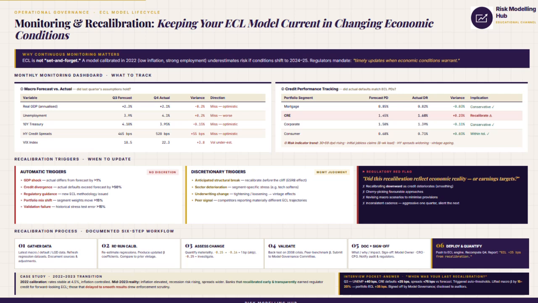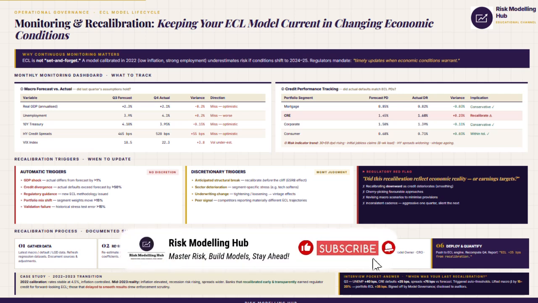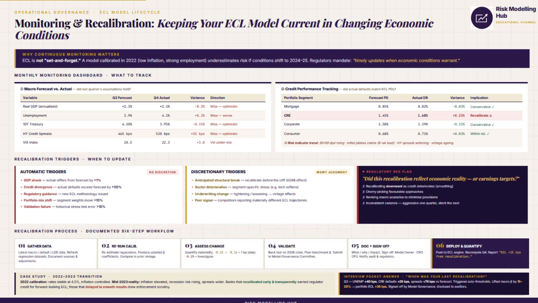So you have to follow the recalibration process, which is documented as a 6-step workflow. First, you need to gather the data where you collect the latest macro or the default or the LGD data and refresh the regression datasets and document the sources under dashboards. Then you rerun the calibration exercise where you re-estimate the regression and produce the updated beta coefficients and compare to the prior vintage. Then you assess the change, be it quarterly, materially, and you investigate why this change is happening.